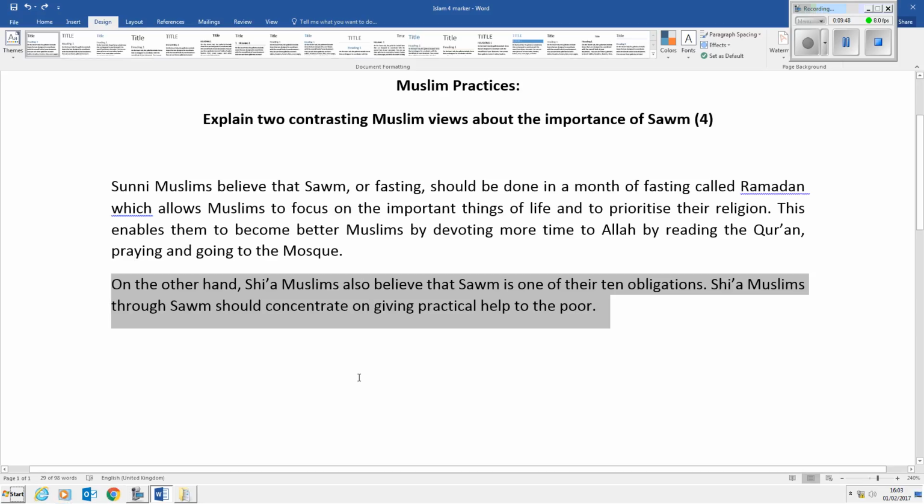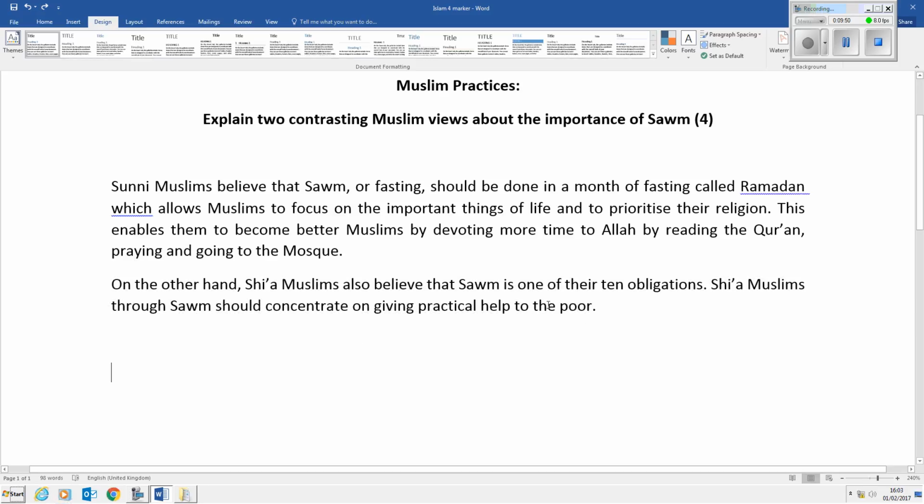On the other hand, Shia Muslims also believe that Sawm is one of their 10 obligations. Shia Muslims, through Sawm, should concentrate on giving practical help to the poor. Well, you've got 3 marks there in total, Rev. You've made another undeveloped point. It is a point, but we've got to kind of back that up now.